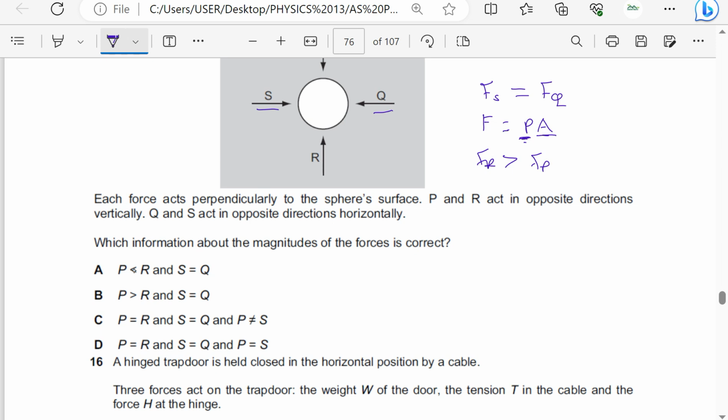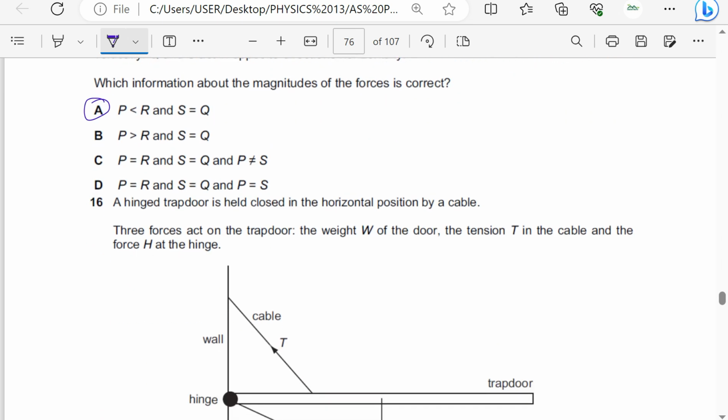S and Q are equal, but R should be greater than P, or P should be less than R. So the answer is going to be A. P should be less than R and S should be equal to Q. So the answer is A.